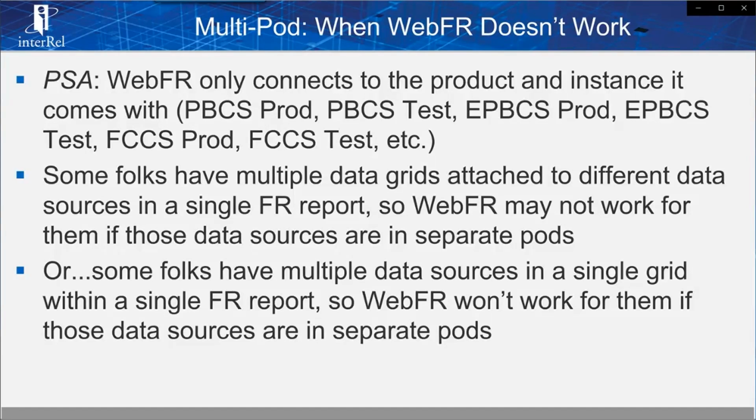So just in case you're not aware of how FR works in the cloud, it is not like on-prem. In on-prem, you have your own FR server, and it can connect to different products, all from a centralized location. In the cloud, FR does not work that way. It only connects to the product and instance it comes with. So in my prior example, as I was explaining, a pod comes with a prod instance and a test instance. Each one of those instances in a pod comes with its own install of FR, and that FR can only talk to that one instance.